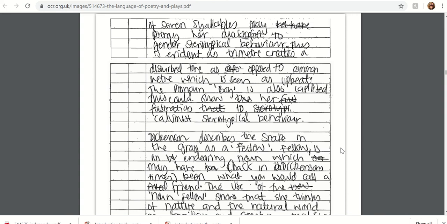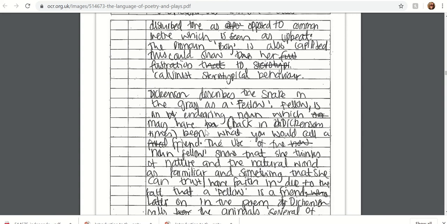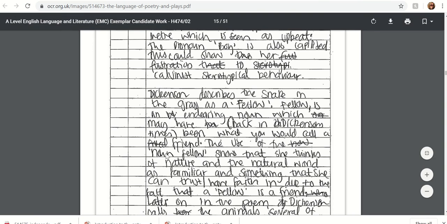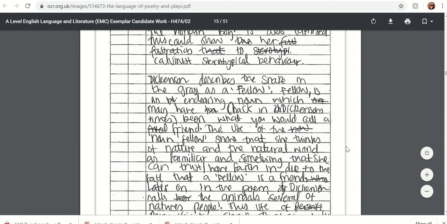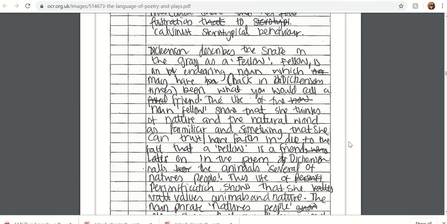Dickinson describes the snake in the grass as a fellow. Fellow is an endearing noun which, back in Dickinson's time, may be what you would call a friend. The use of the noun fellow shows that she thinks of nature and the natural world as familiar and something that she can trust or have faith in, due to the fact that a fellow is a friend. Fine, competent comment there on the choice of noun.